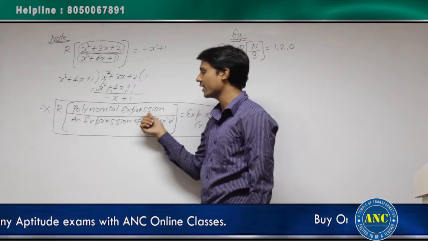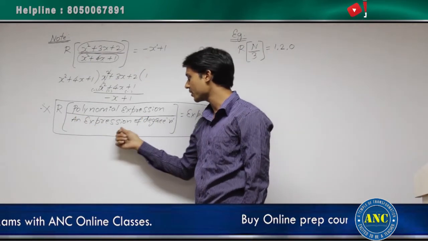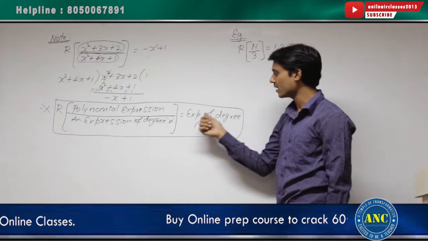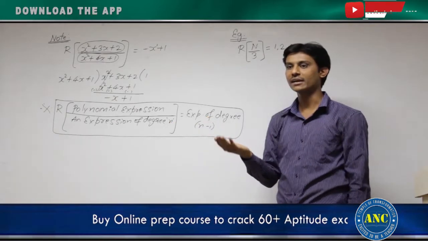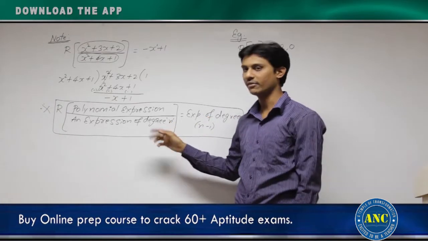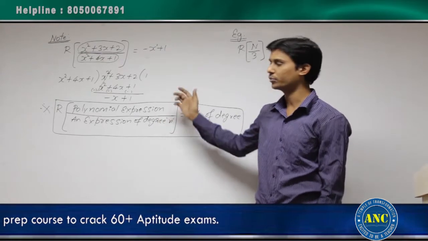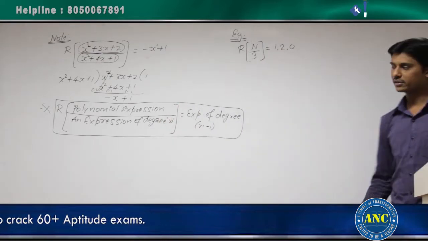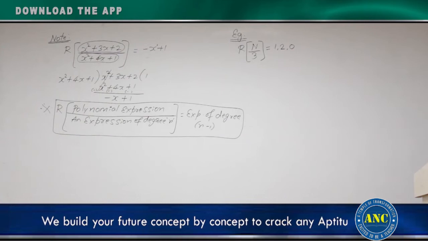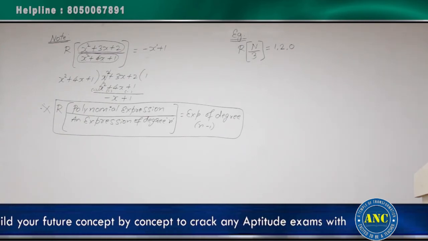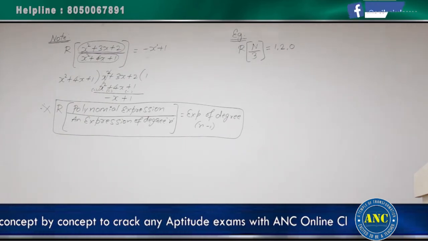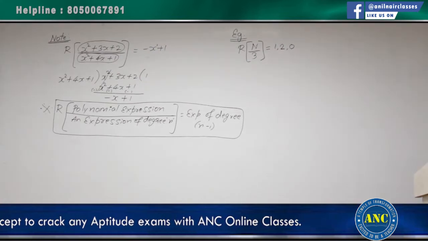Remainder, when a polynomial expression is divided by an expression of degree n, your possible remainder will be an expression of degree n minus 1, less than n, whatever it is, less than n. Clear with this? First write down this key point. Hold on. Approach clear, right?